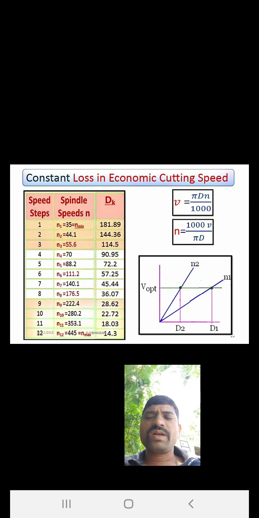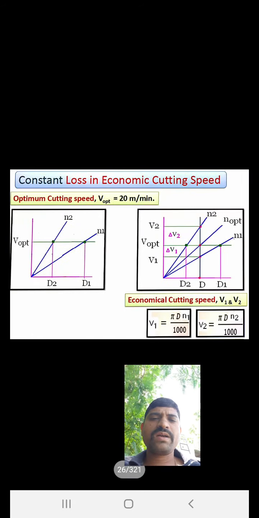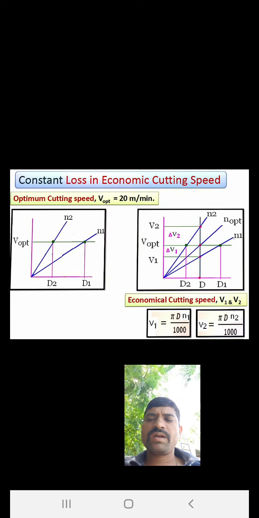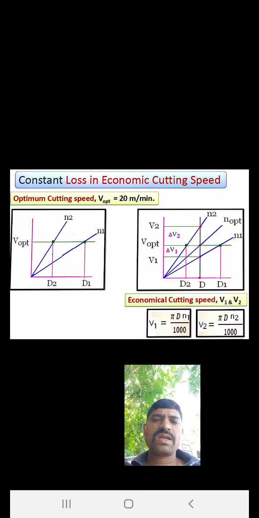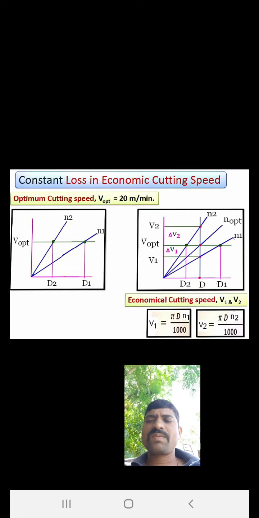You should calculate the N optimum value with the help of the cutting speed formula. Let us assume that the optimum spindle speed N optimum lies between two spindle speeds. Here we have considered N1 and N2, or we can take Nk or Nk plus 1 as shown in that figure.